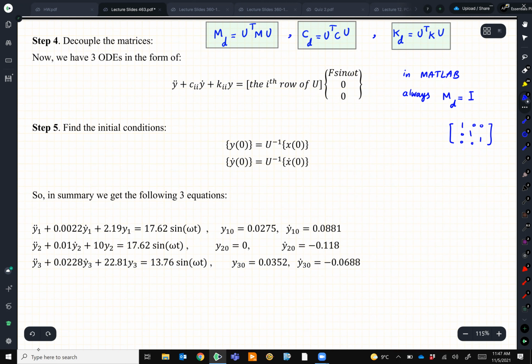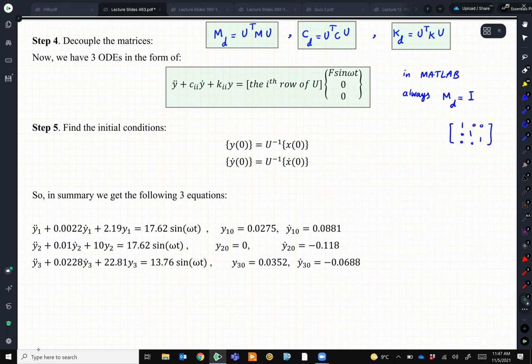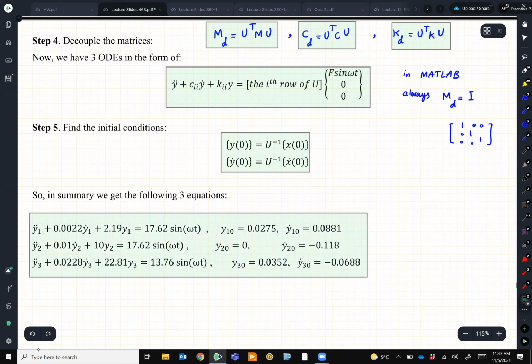The reason is that MATLAB divides everything by the mass matrix, so you get an I matrix for M. That's the way MATLAB does it. So you end up with several equations, which in this case, there are 3 equations. You have your initial conditions. So here are our new equations, and they are all in principal coordinates.